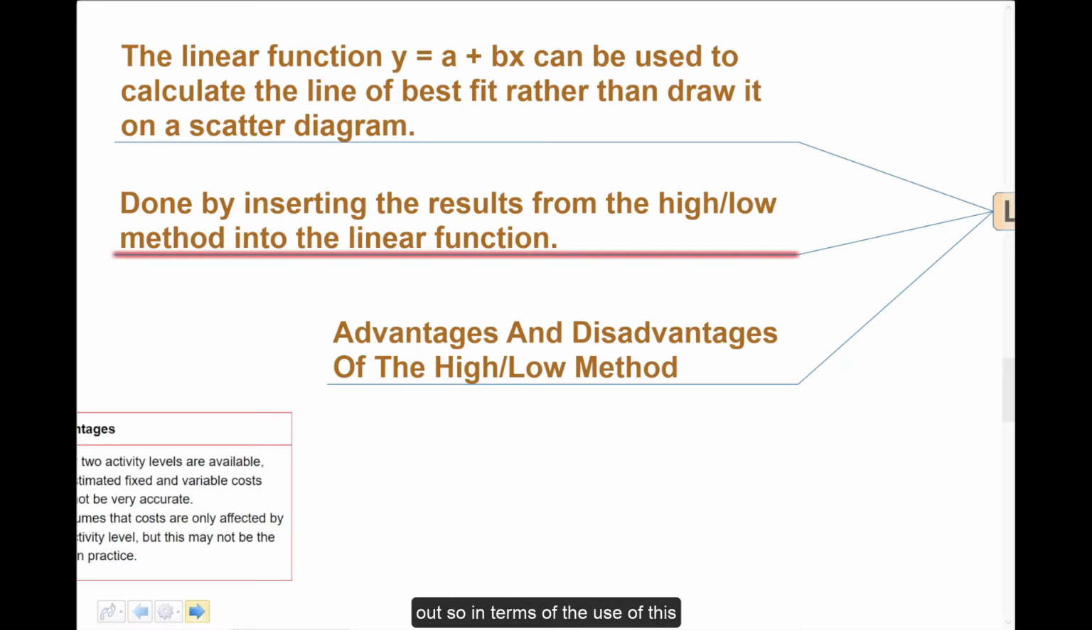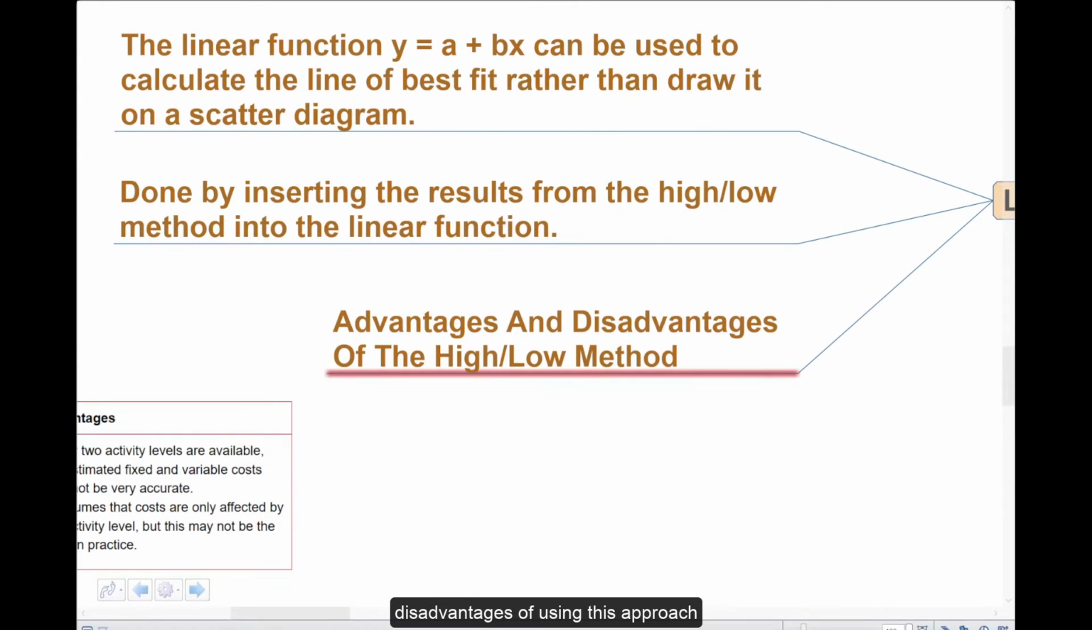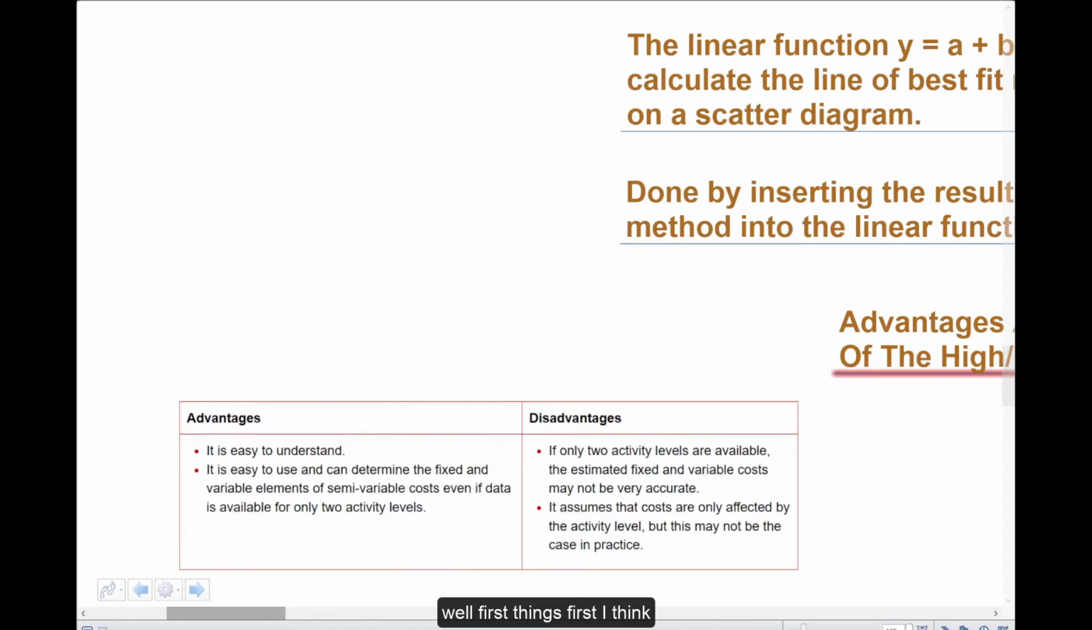So in terms of the use of this linear function, working on splitting costs into fixed, semi-variable, etc., what would be the main advantages and indeed disadvantages of using this approach? Well, first things first, I think certainly the formula is pretty simple. It's easy to understand, it's easy to use, and indeed it's pretty easy to use to determine fixed and variable elements of a semi-variable cost, even if we've got only just a couple of levels of activity, that's for sure. So simple enough.